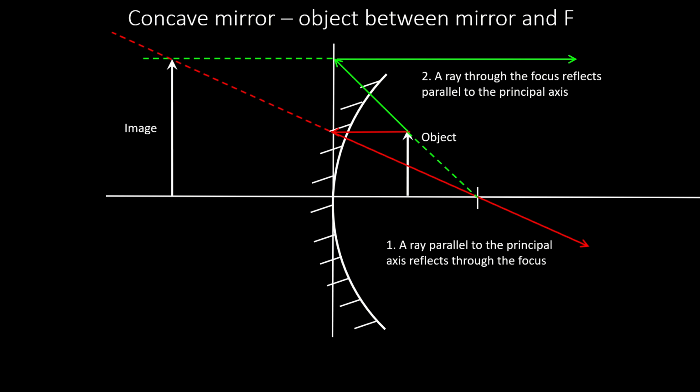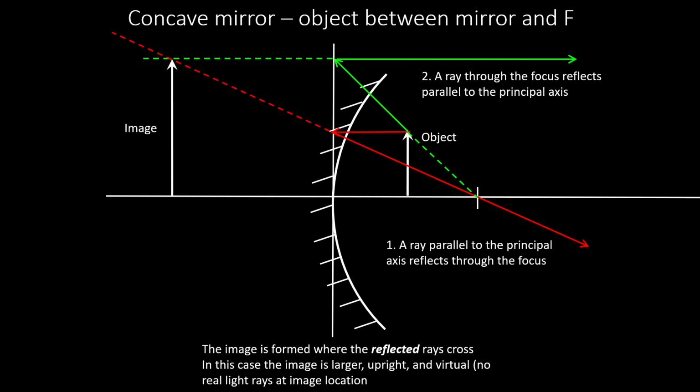Okay. Now, in this case, the image is larger, it's upright, so it's the same way up as the object, and it's virtual. The light rays do not actually cross there, okay? So there's no real image there, but that's where it looks like the image is. But because it's virtual, you could not project that on a screen. All right, so those are the three concave mirror cases.